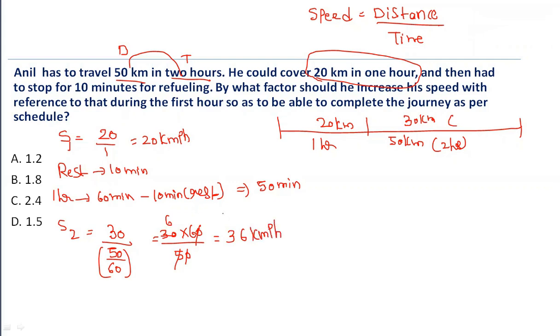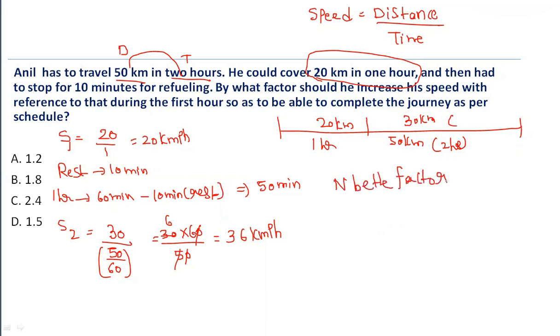The speed 1 is 20 kilometers per hour and the speed 2 is 36 kilometers per hour. What do we have to find out? There is a factor with which the speed of the first and the speed of the second are related. By what factor should he increase his speed with reference to the first hour of travel? You just have to take a factor N. Let N be the factor.